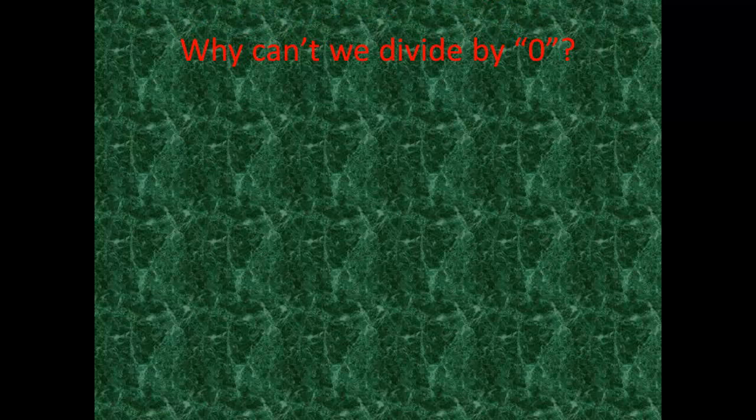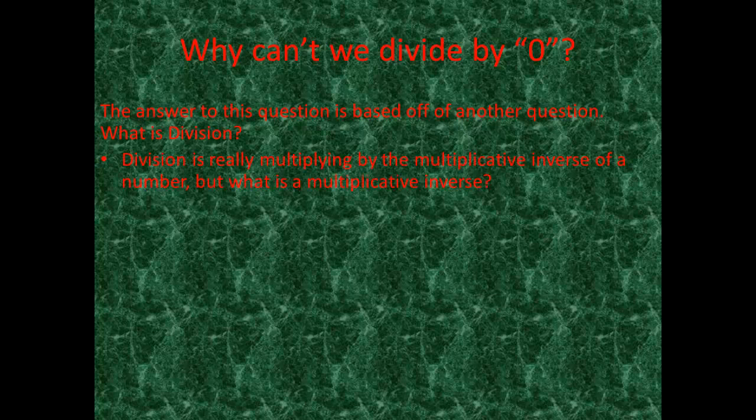The answer to this question is based off of another question. What is division? Division is really multiplying by the multiplicative inverse of a number. But what is a multiplicative inverse? Multiplicative inverse is the number that you multiply another number by to get 1. For example, a times b equals 1 means that a and b are multiplicative inverses of each other.